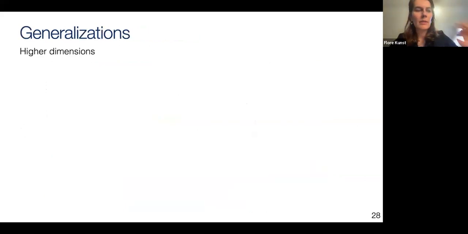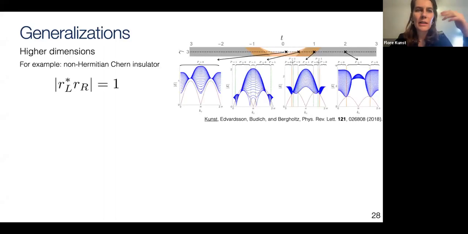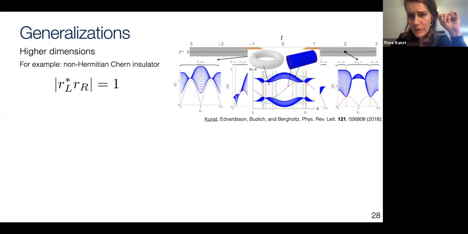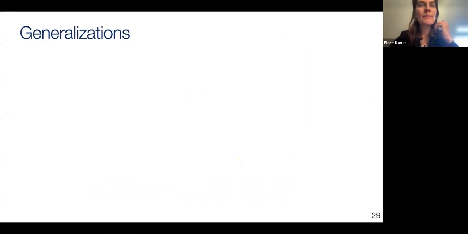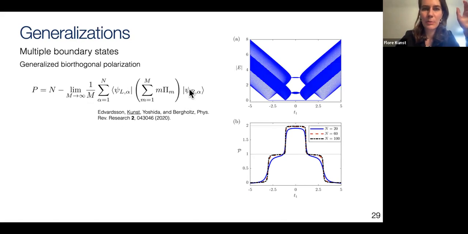Right, so this method I talked about, this orthogonal bulk-boundary correspondence, can be generalized to higher dimensions. So you can do it in 2D, for example. This non-Hermitian Chern insulator example I already had on my very first slide, where you can now make use of this condition here to write a phase diagram, as I show here. You can also do it in higher-order topological models, in systems where you have corner states or hinge states. You can also make use of these biorthogonal properties to fully understand when these kinds of states appear and where they exist. And you can also go to multiple boundary states. If I have more than one, say two or three or whatever, I can also find such a generalized biorthogonal polarization.